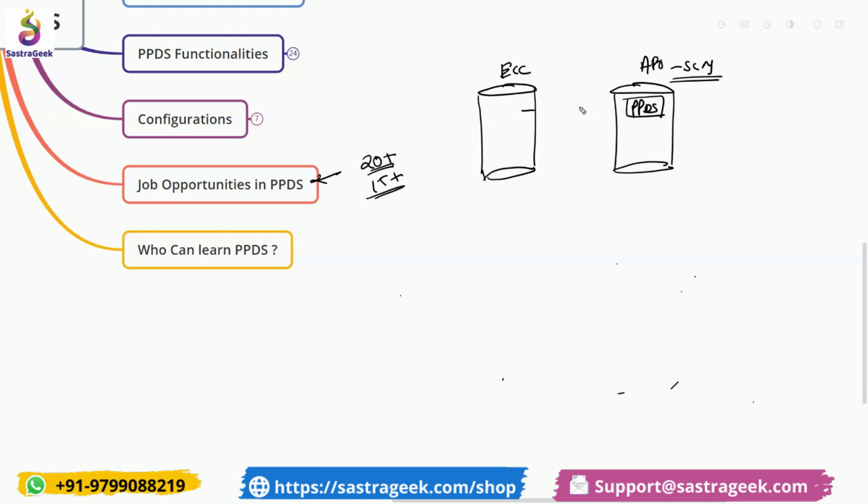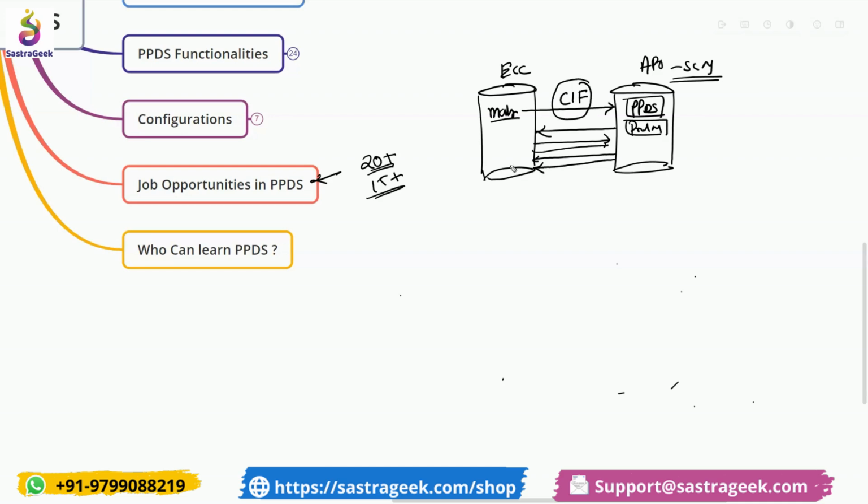We need to integrate the ECC system with the APO system through SIF, through core interfaces, right? Basically our materials, we need to shift it, and in PPDS it becomes the product master. And in the same way, all the transaction data, we need to SIF it, and the results come back from the APO. So the integration part is handled through SIF.